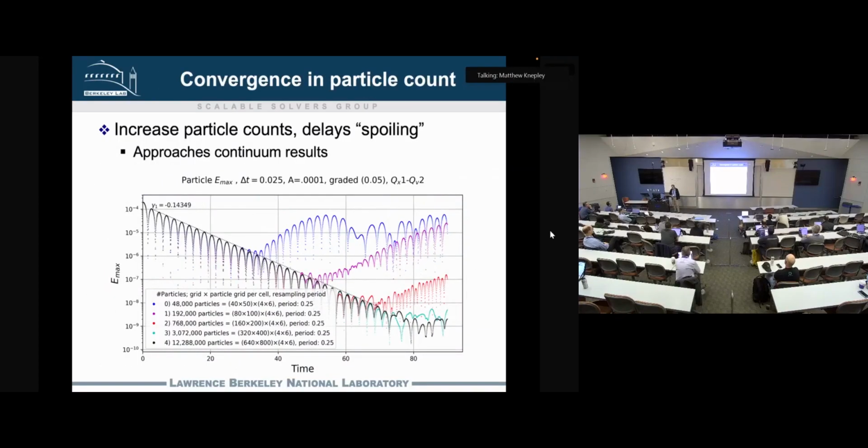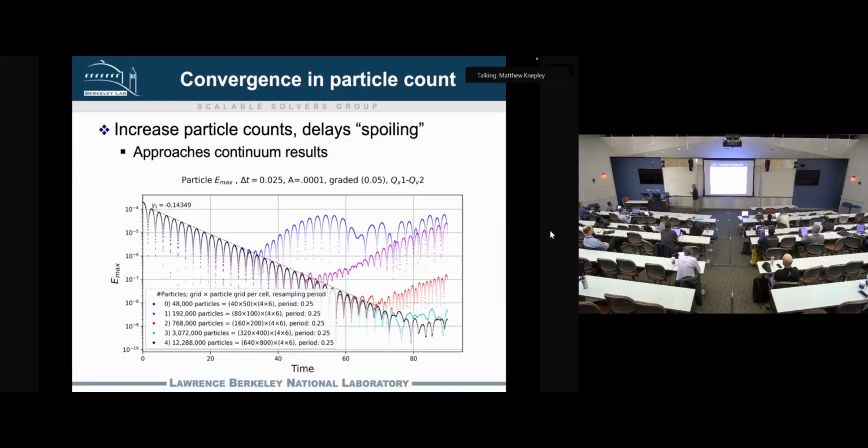So, if I've got 5 minutes, I can do another slide. This is a convergence study in particle count. As you increase your particle count, you delay the time that this rebounding happens. The blue is with the smallest number of particles, and it rebounds first, and then the magenta, and so on, and then the black and the cyan down here are the highest ones, and you get further and further before it rebounds by adding more and more particles.